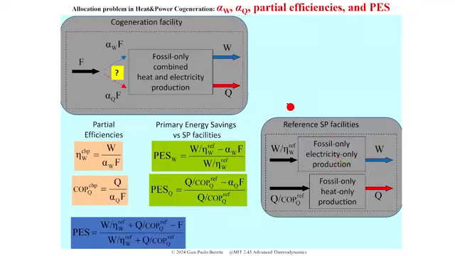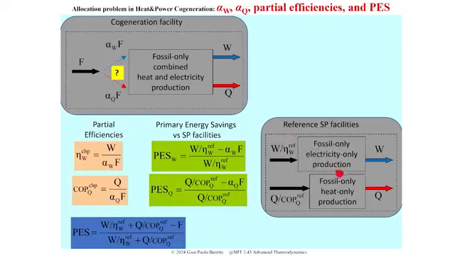Now, normally, that work would be produced in a separate production facility that uses just some fuel and produces only work. And that heat would be produced, like in my gas burner, by a separate production equipment that uses some fuel and produces that heat.